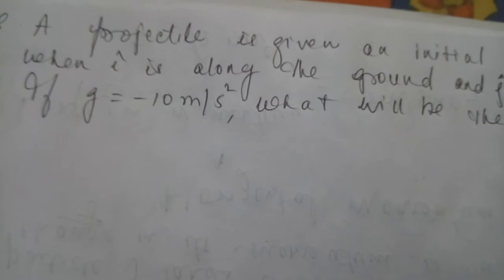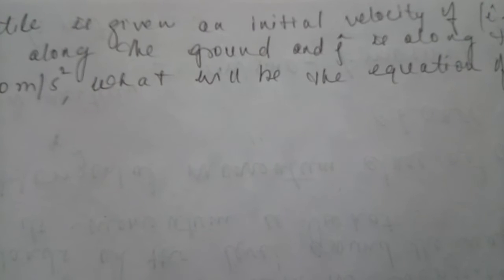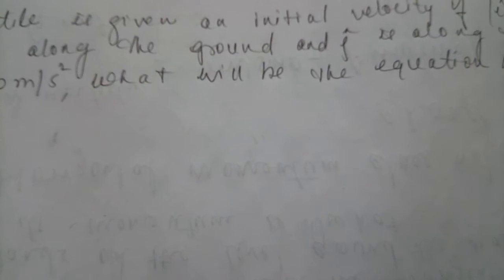Given the value of g equals minus 10 meter per second square, what will be the equation of the trajectory? We need to find the equation of the trajectory. That becomes very important. Since we are dealing with the equation of the trajectory, we will be using the formula for the trajectory. What is the formula? The solution, let us start.